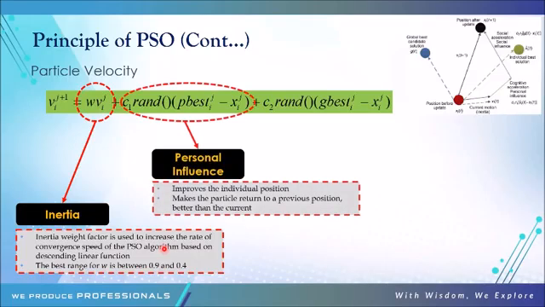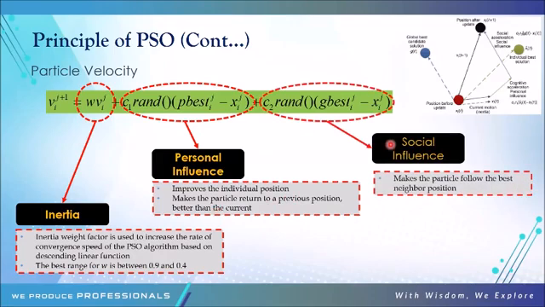This is the personal influence, the personal best. The main purpose of this parameter is to improve the individual position and make the particle return to a previous position if that previous position is better than the current position.